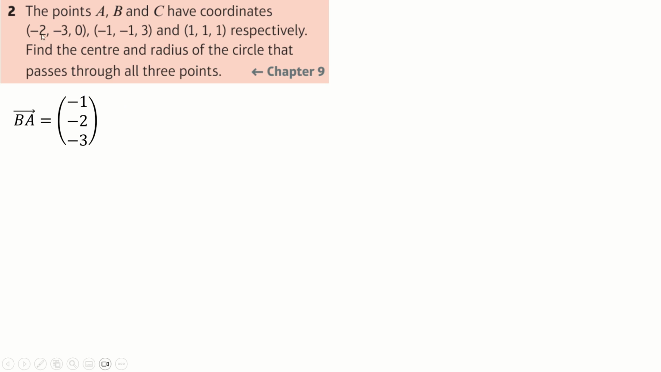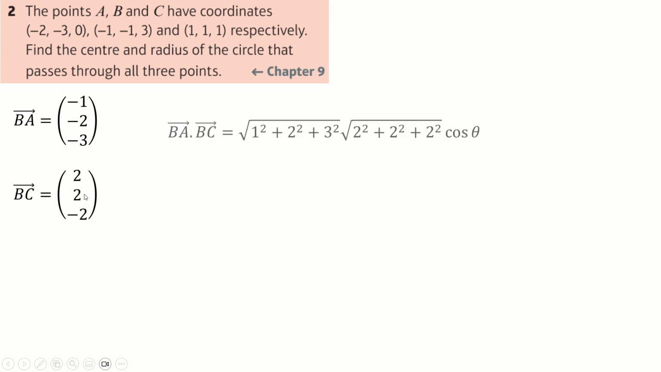You go down 1 in the x, you go down 2 in the y, and you go down 3 in the z. And then I've said b to c is add 2, -2. And there, to consider the angle ABC, I'm going to do the dot product of b to a to b to c with the modulus of them, and that's going to be cos theta. Now, the modulus of them is, of course, just this. The negatives don't matter when you're squaring them, so that's fine.